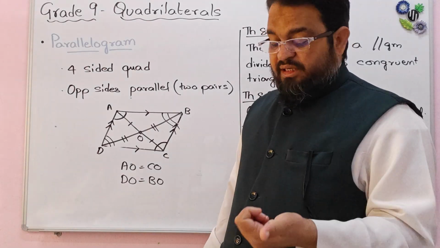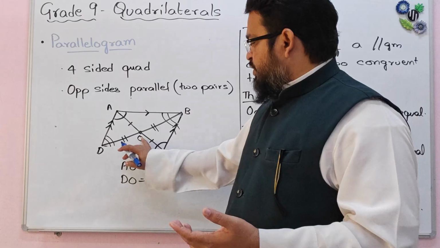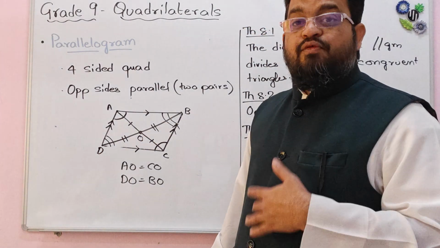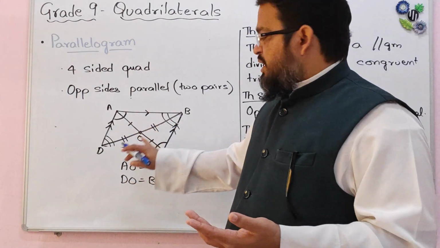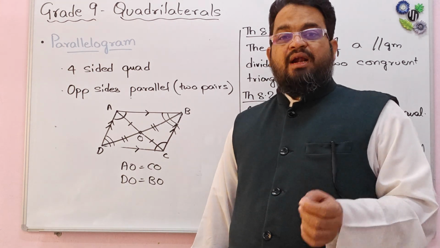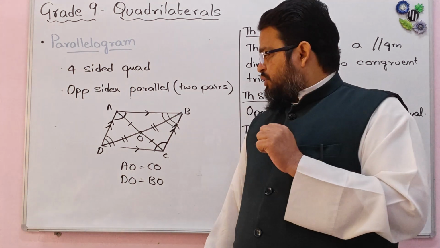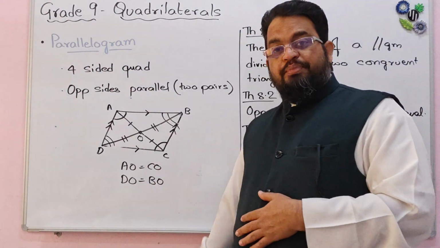Now what will happen to AO? AC is 10 centimeters, so AO will become half of it, so 5 centimeters, and CO is also 5. And as I said, BD is equal to 14 centimeters. So therefore BO will become half of it, that means 7, and DO is also 7. This is what bisect means. They divide the other diagonal into two equal parts. So now AO is equal to CO and DO is equal to BO.